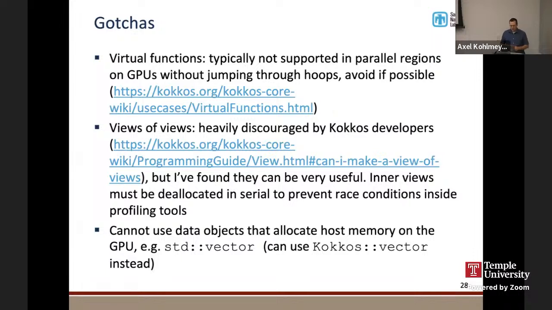And then the last gotcha is that you can't use data objects that allocate host memory on the GPU. For example, std::vector allocates host memory. If you try to reference or use std::vector on the GPU, then you're going to get a segmentation fault. There is a drop-in replacement, Kokkos vector, you can use instead. But again, just remember that any CPU memory is typically not accessible on the GPU.